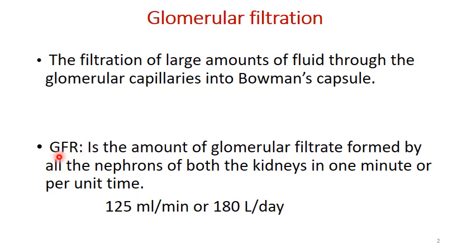Now, what is glomerular filtration rate? It is the amount of glomerular filtrate formed by all the nephrons of both the kidneys in 1 minute or per unit time. It is about 125 ml per minute or 180 liter per day.